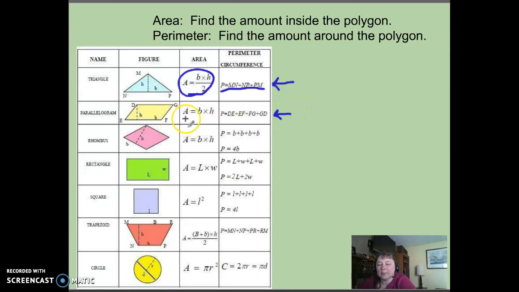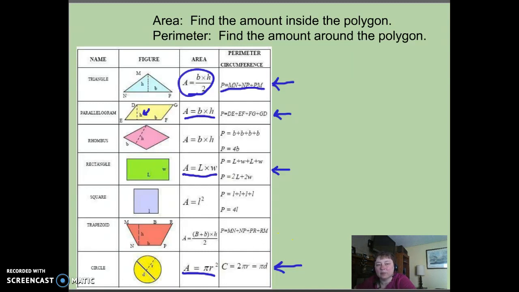Parallelogram, area is base times height. Remember, height is forming that altitude or 90 degrees with the base. Rectangle, similar to the parallelogram, but it already has that 90-degree angle. So area is length times width. Again, adding up the sides for the perimeter. And a circle, don't forget that one. Area, pi r squared, where r is the radius. And the perimeter, which we call circumference, is 2 times pi times r, or pi times diameter.